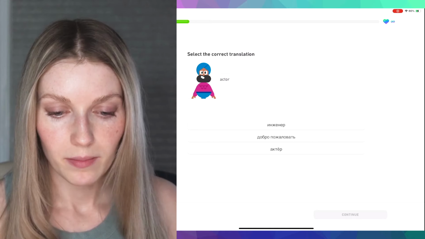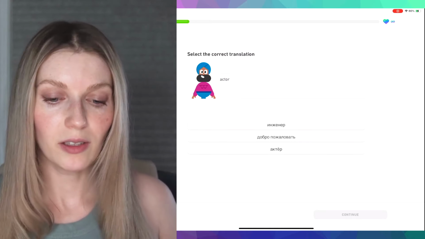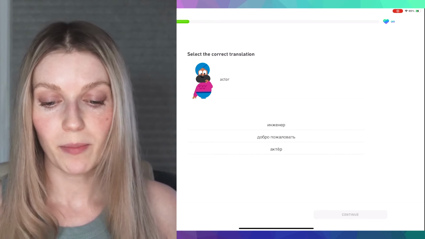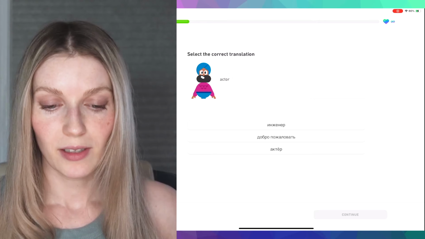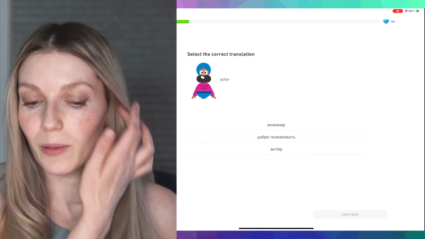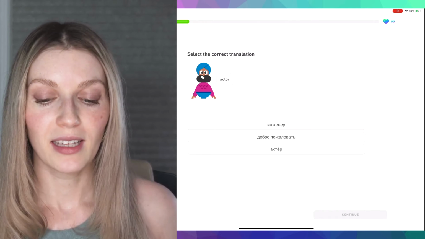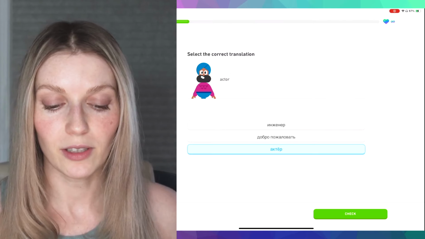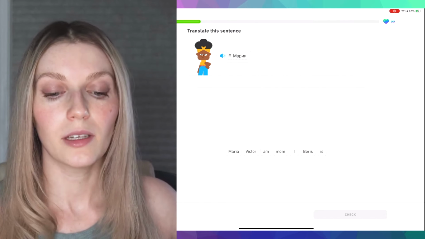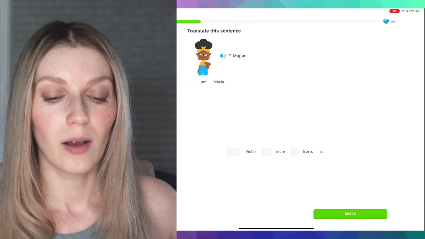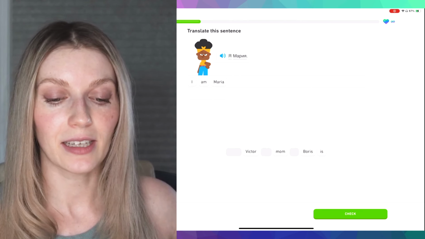So let's do a quick review. As you can probably tell, even if you don't know how to pronounce actor in Russian, which is aktor, just by looking at these three examples, you can probably tell which word it is. Some of the words sound very similar in Russian as they do in English. Aktor. Я Мария. In Russian, we don't use the part am or is necessarily when we introduce each other.